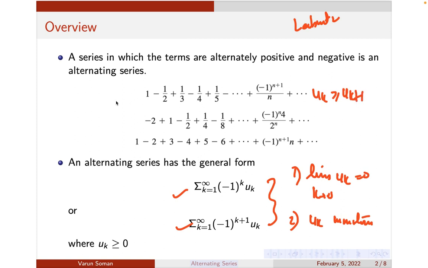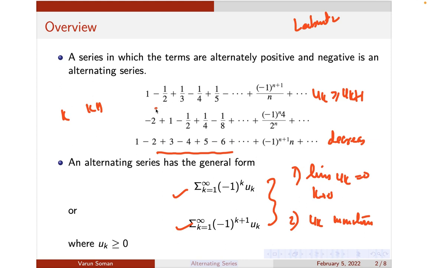Okay, for example, if you look at this series, this series is not monotonically decreasing. Here the u_k's are 1, 2, 3. Here u_k is actually k. This series is not monotonically decreasing because the kth term is k and the (k+1)th term is k+1. So basically it is not monotonically decreasing, but it is monotonically increasing.